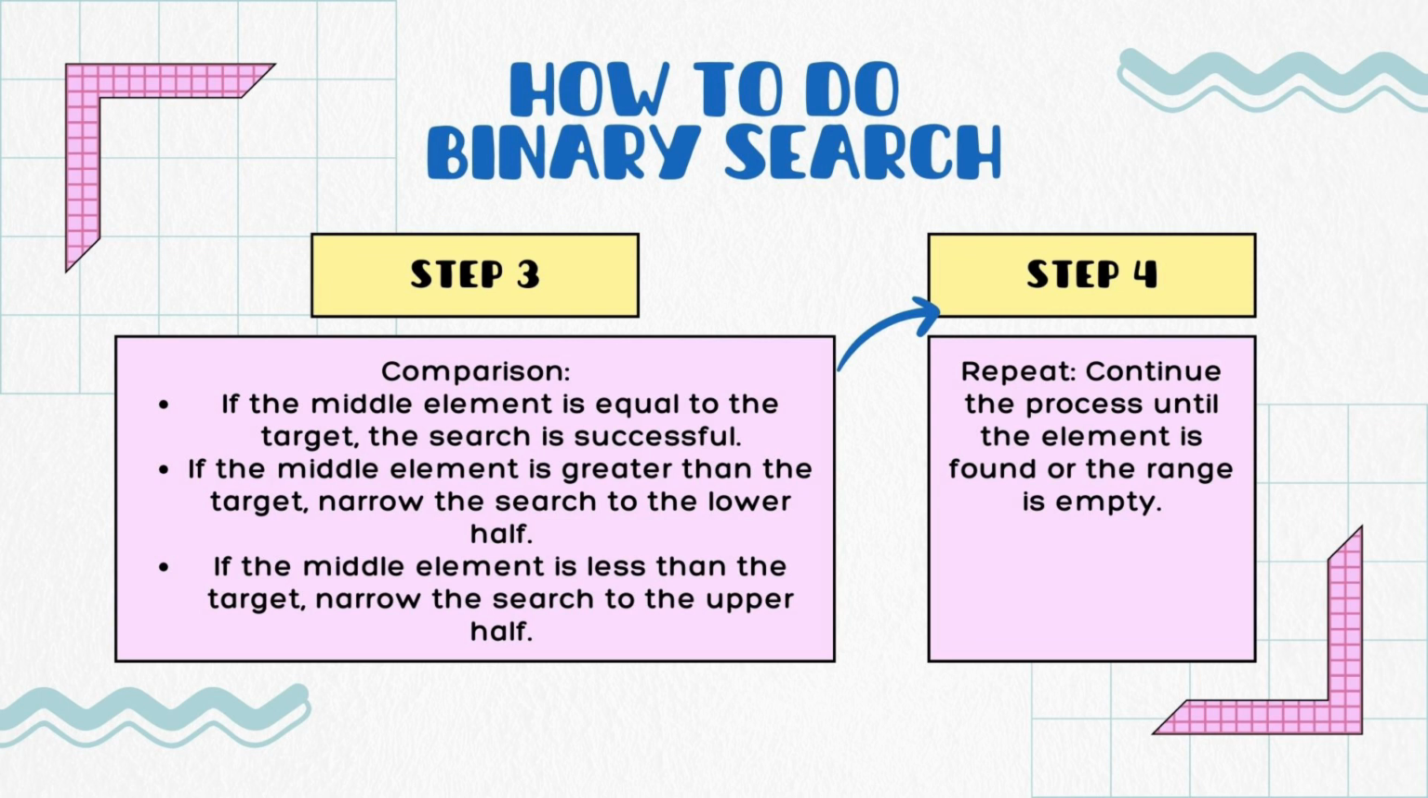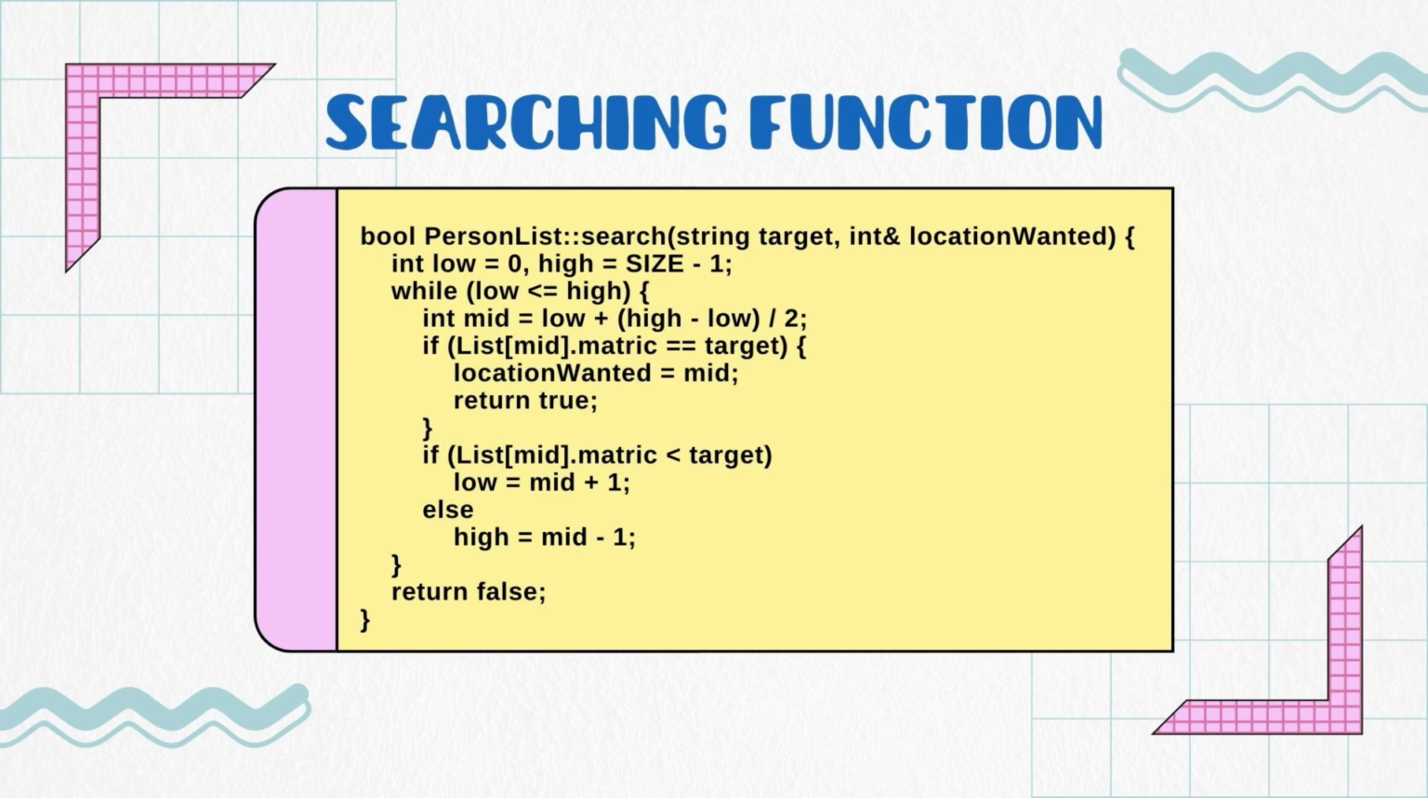Find the middle element of the current range. We move to step 3, comparison. If the middle element is equal to the target, the search is successful. But if the middle element is greater than the target, narrow the search to the lower half. And if the middle element is less than the target, narrow the search to the upper half. And last step is step 4, repeat. Continue the process until the element is found or the range is empty. So this is the searching function that we use in the C++ code, which is in the personlist.cpp.